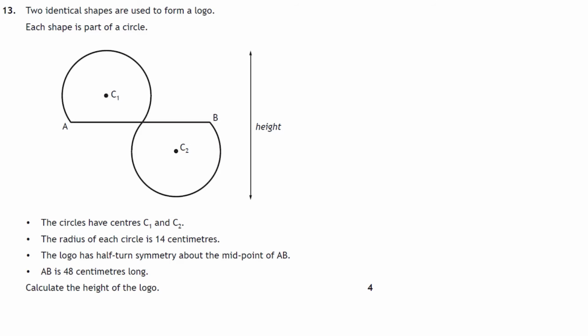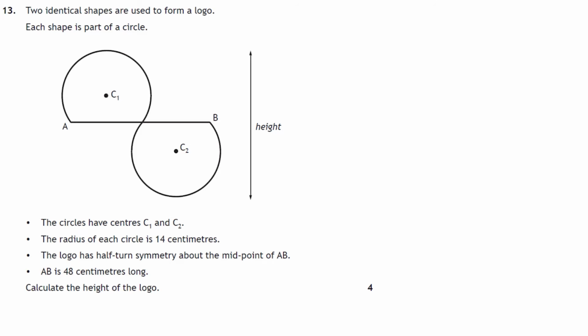Lots of information there, it's not in the diagram, so let's start adding some stuff. Calculate the height of the logo. Okay, so the height of them is going to be the same. If we find the height of one of the segments of the circle, then we will just double that to find the height of the total. Okay, so it's looking like one of these Pythagoras questions.